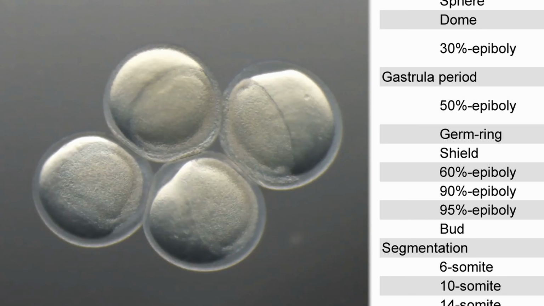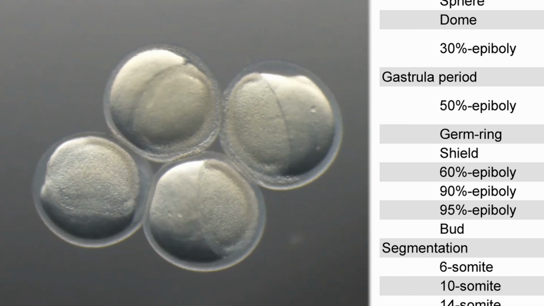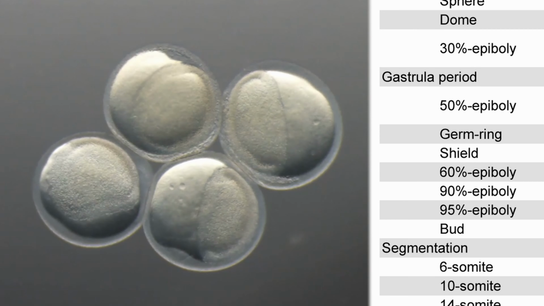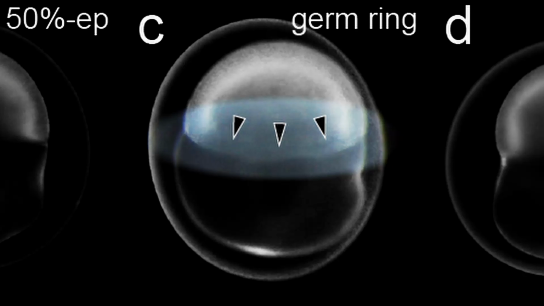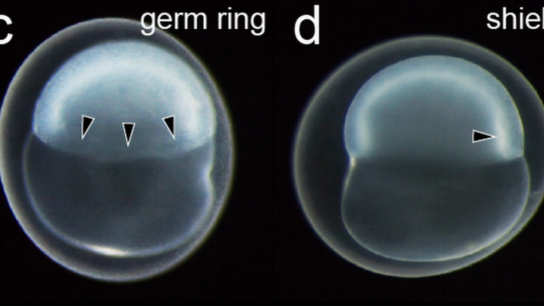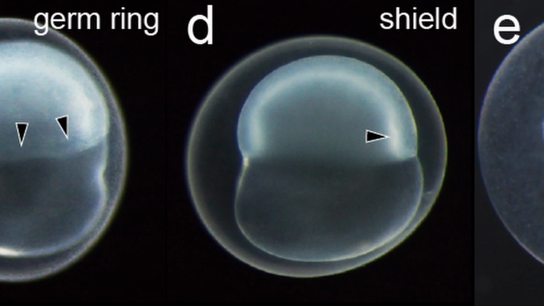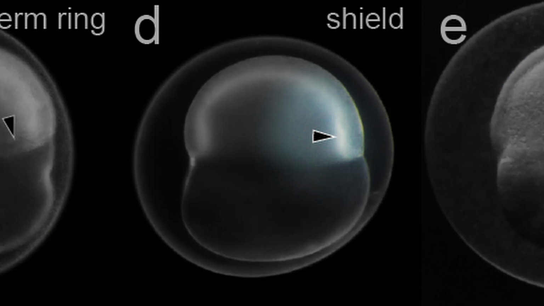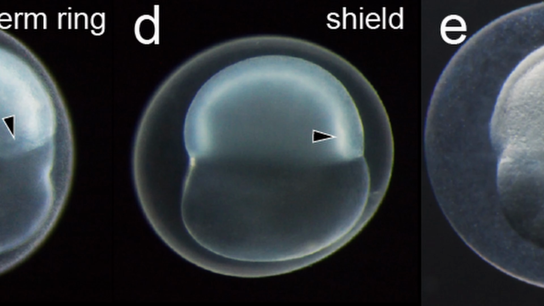You can see that the outer edge of the blastoderm thickens, forming a ring-like structure called the germ ring. Beyond the germ ring stage, you will notice a bulge forming. This bulging area is known as the shield. The shield will later become part of the head. This position will change as the development progresses.